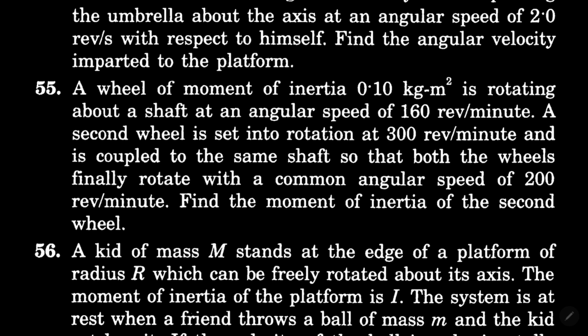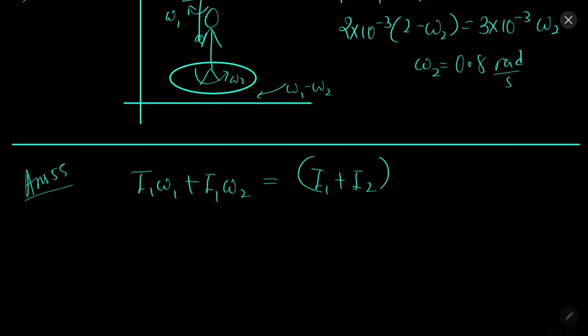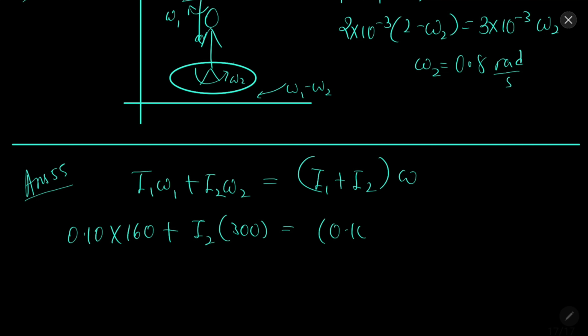In question 55, we have a wheel. Now find the moment of inertia of the second wheel. Solution 55. So initial condition is this, final condition is this. So putting values of everything here, this is omega 2, 300 equal to 0.10 plus I2 into 200. So we can easily find I2 will be 0.04 kilogram meter square.